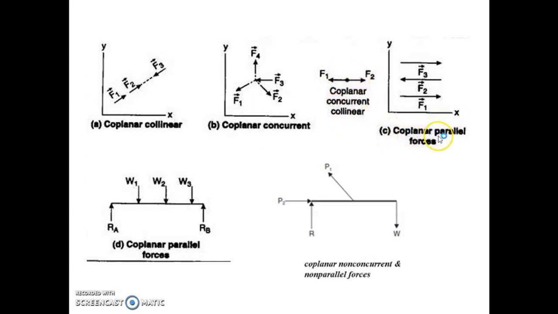Next is coplanar parallel forces. What do you mean by that? Again, coplanar is lying on the single plane. Parallel, you can see all these three forces are parallel to each other. Again, one more example of coplanar parallel force system is this one. You can see here all the forces are in the same plane and all forces W1, W2, W3, RA and RB are parallel to each other.